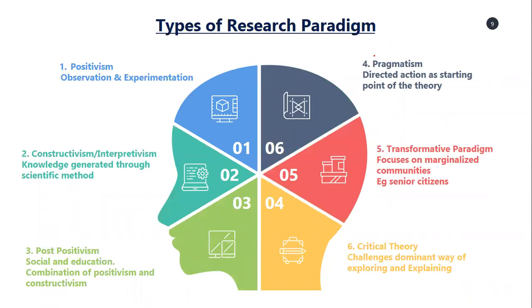Coming to the next part, what are the types of research paradigms which are in fact used by the researchers? Paradigm refers to a pattern or a model which a researcher follows in order to understand, or to gather information for the research problem which he has defined. So the first paradigm is positivism, where the research is based on observation and experimentation.